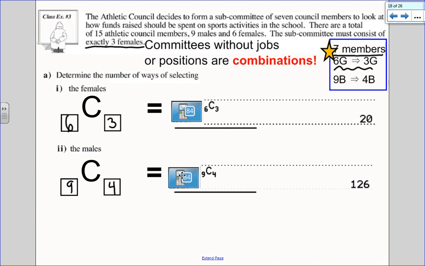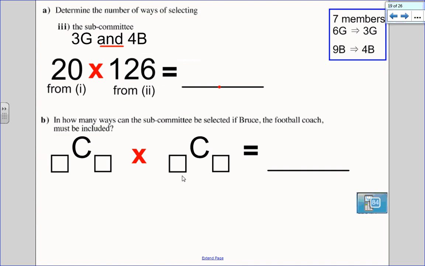So now that I've got the ways of selecting the males and the females, I want to look at selecting the subcommittee. And the subcommittee has 3 girls and 4 boys. So I'm taking my answer from the first part for the girls, 20, and then 126 for the boys, and I multiply those together because remember in math, and means multiply. Okay, so there are 2,520 different ways of selecting that subcommittee.